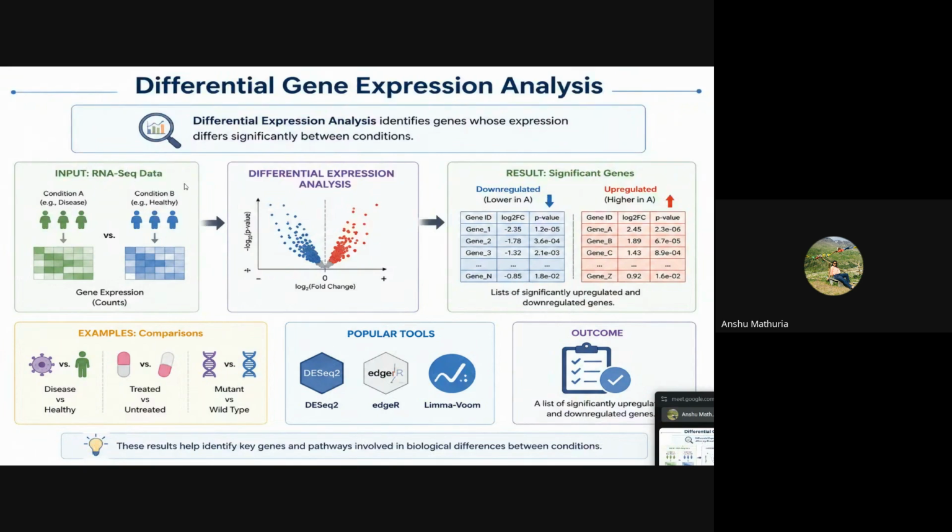So now, for the gene expression analysis, you will have your RNA-seq data. That data you will use as an input.